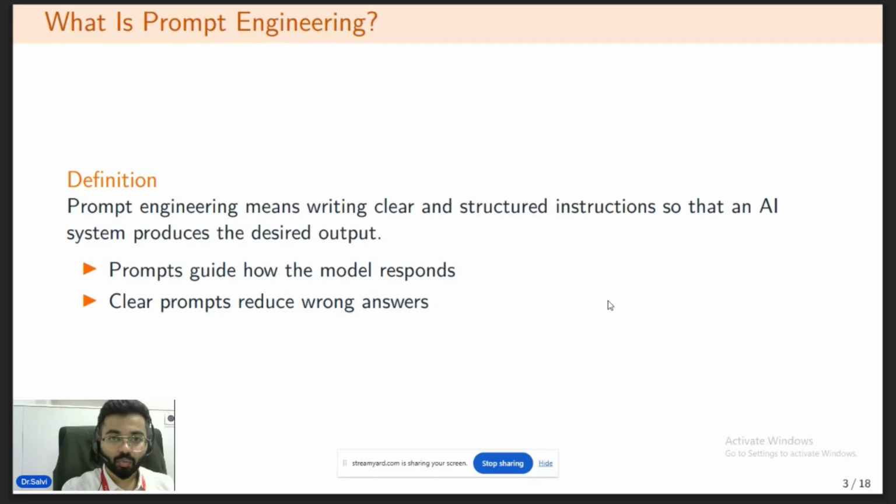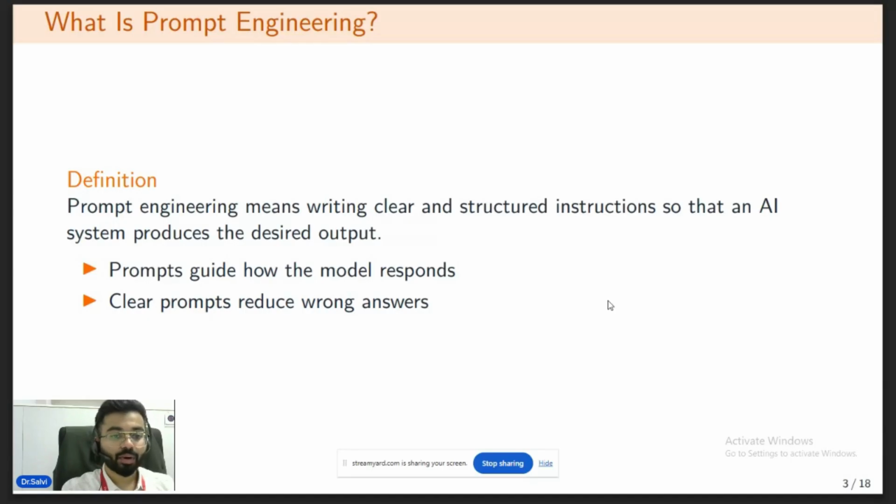So when we talk about prompting, it is more like a specific engineering, and it means that we give a clear and structured instruction to the AI, because this AI is going to be our assistant who helps to produce the desired output. The bottom line regarding prompts is that they guide the particular model, and its responses are dependent on what we prompt and how we prompt.